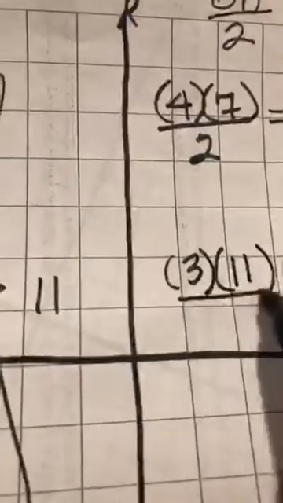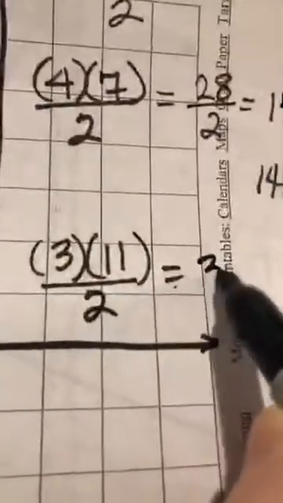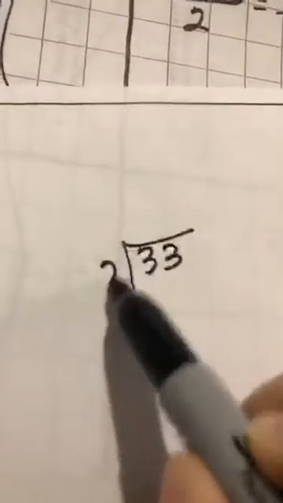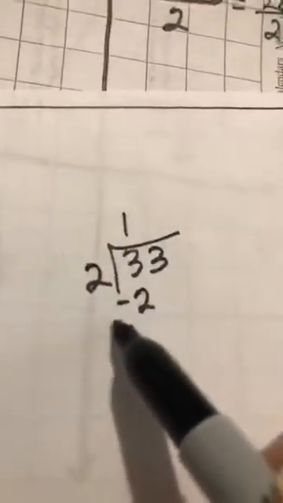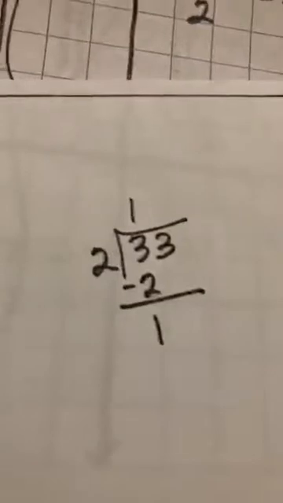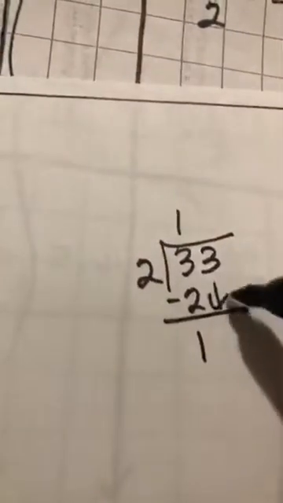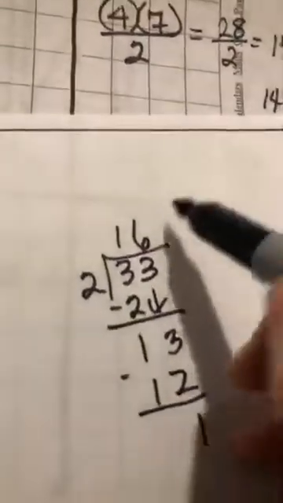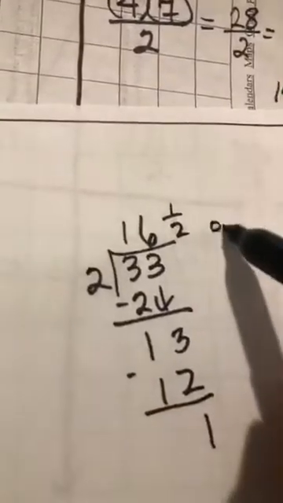So I have a base of 3, a height of 11, divided by 2. That's 33 divided by 2. Let's get a piece of scratch paper since I'm running out of room. 33 divided by 2. Remember, I'm using my Does McDonald's Sell Cheeseburgers? I'm checking. That's less, so I can bring this down. Let's see, 2 times 6 is 12. So I have 16 and a half. Or I could do it as a decimal, 16 and a half.